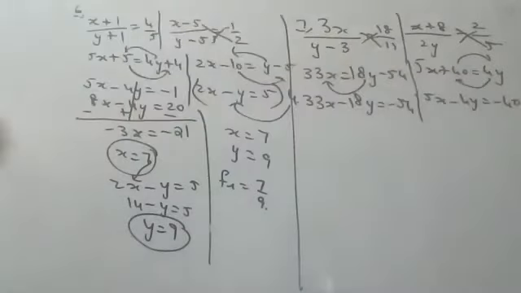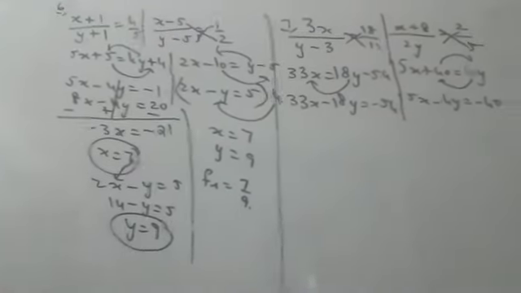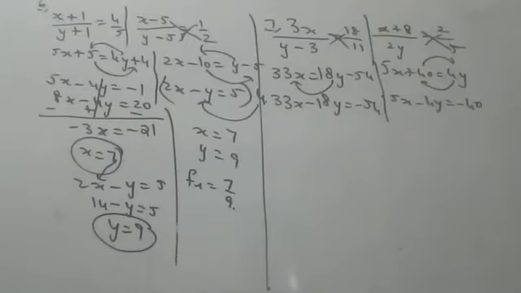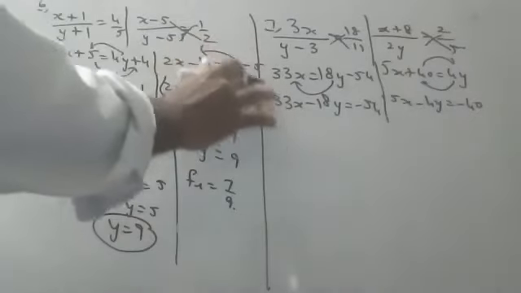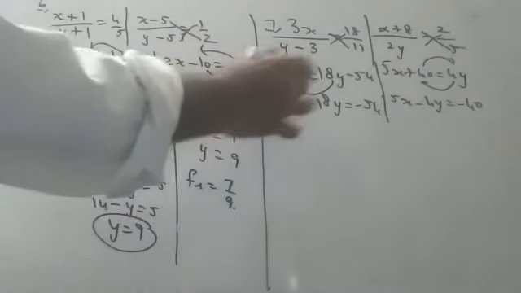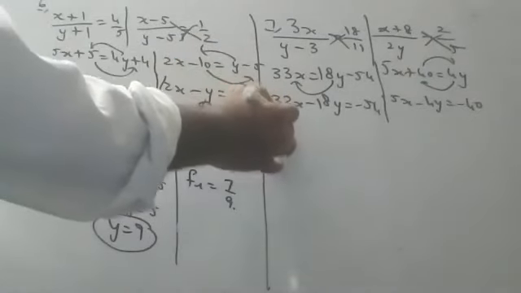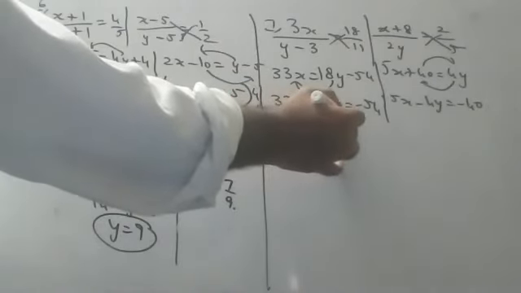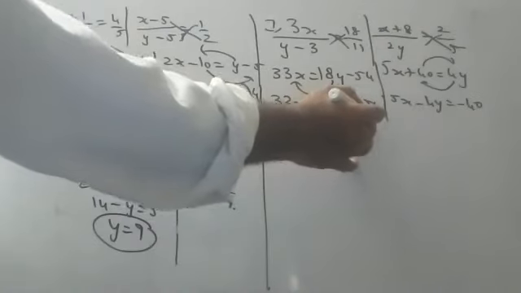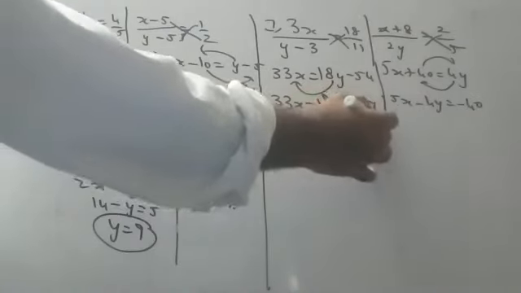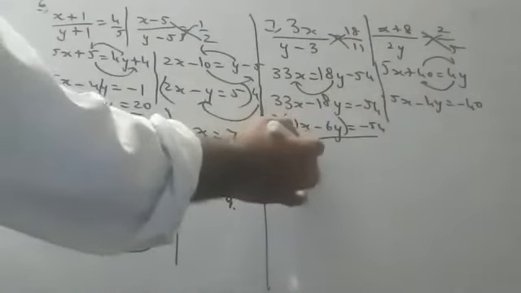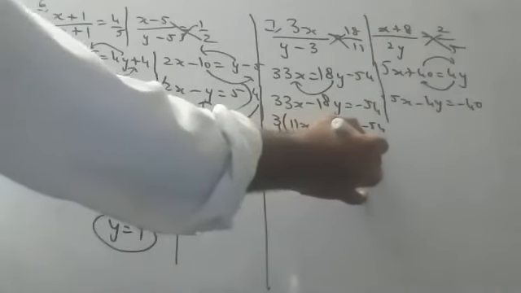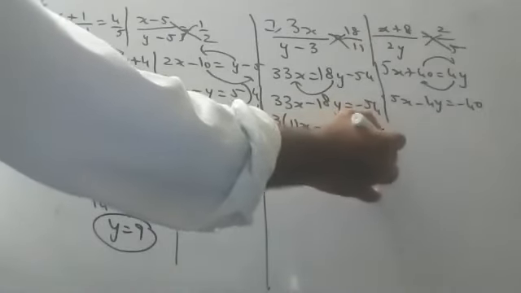You want to cancel x or y? Which one you want to cancel? Y, sir. Your wish. Sir, can we simplify the first equation? Yes, we can simplify the first equation. That is the best idea. Simplify the first equation with 3. 11x minus 6y is equal to minus 54. Bring 3 down. 11x minus 6y is equal to minus 3 ones are 3, 3 eights are 24.